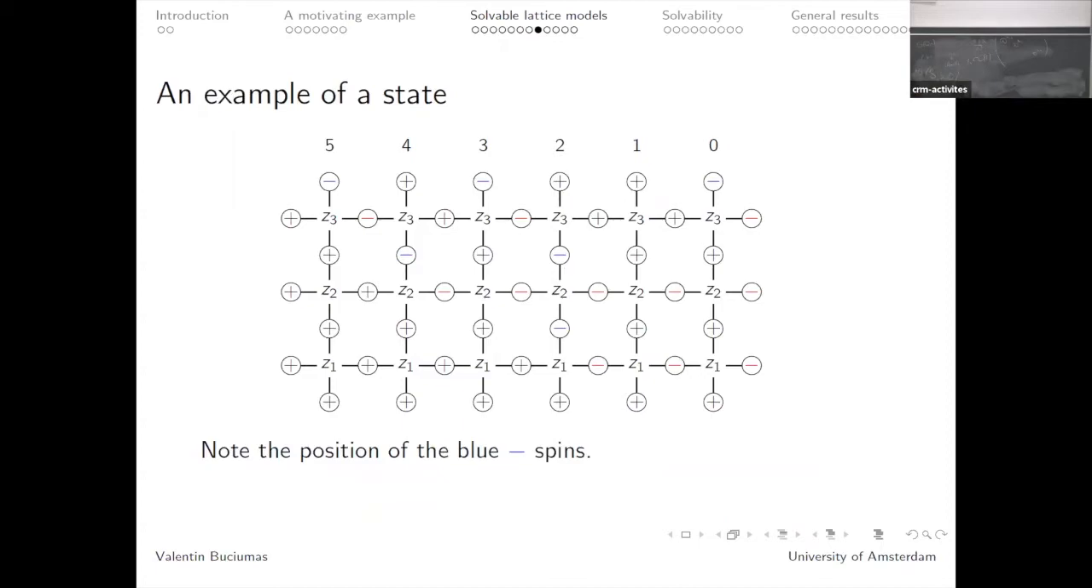Look at the minus signs, the position of the blue minus spins, which are here. So this is 5, 3, 0. Then this will be 4, 2, and this is 2. So the position of the blue spins in between the rows will essentially give you a Gelfand-Tsetlin pattern. Once you look at the weights, it's maybe not too hard to see this.